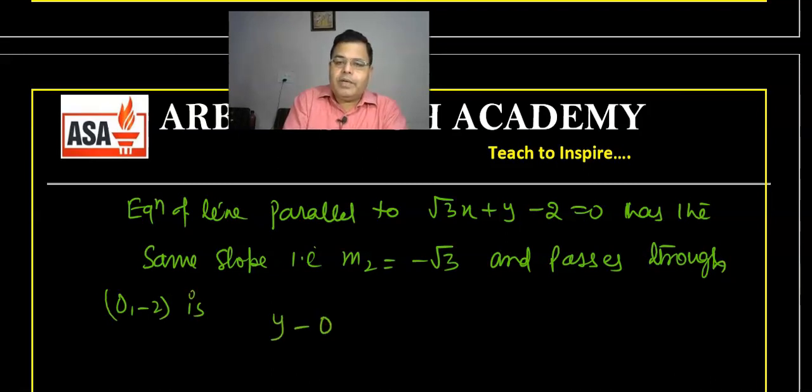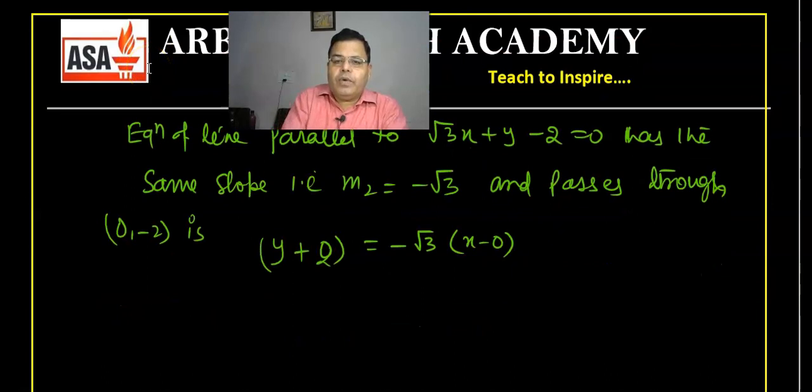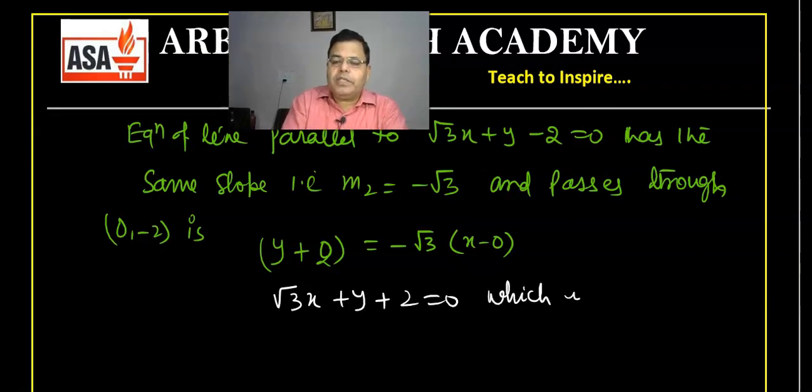y minus y1, that is minus 2. The minus of minus 2 is plus 2, is equal to minus root 3 times x minus 0. So that line will be y is equal to minus root 3x plus 2. Again, this can be written as root 3x plus y plus 2 is equal to 0. This is the required equation of the line.